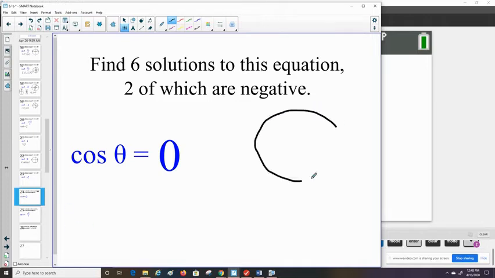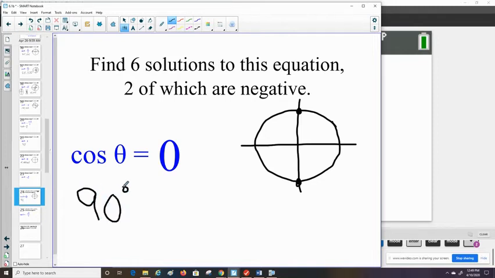So we start the same way as we've been doing these problems. If cosine is equal to 0, that means there's no horizontal component, there's no left or right. So we're looking either at an angle that leaves us up here at the top or an angle that's down here on the bottom. So I'm looking for 6 of them. I think I just found 2 of them at 90 degrees or 270 degrees. Those would be the 2 answers between 0 and 360 degrees.